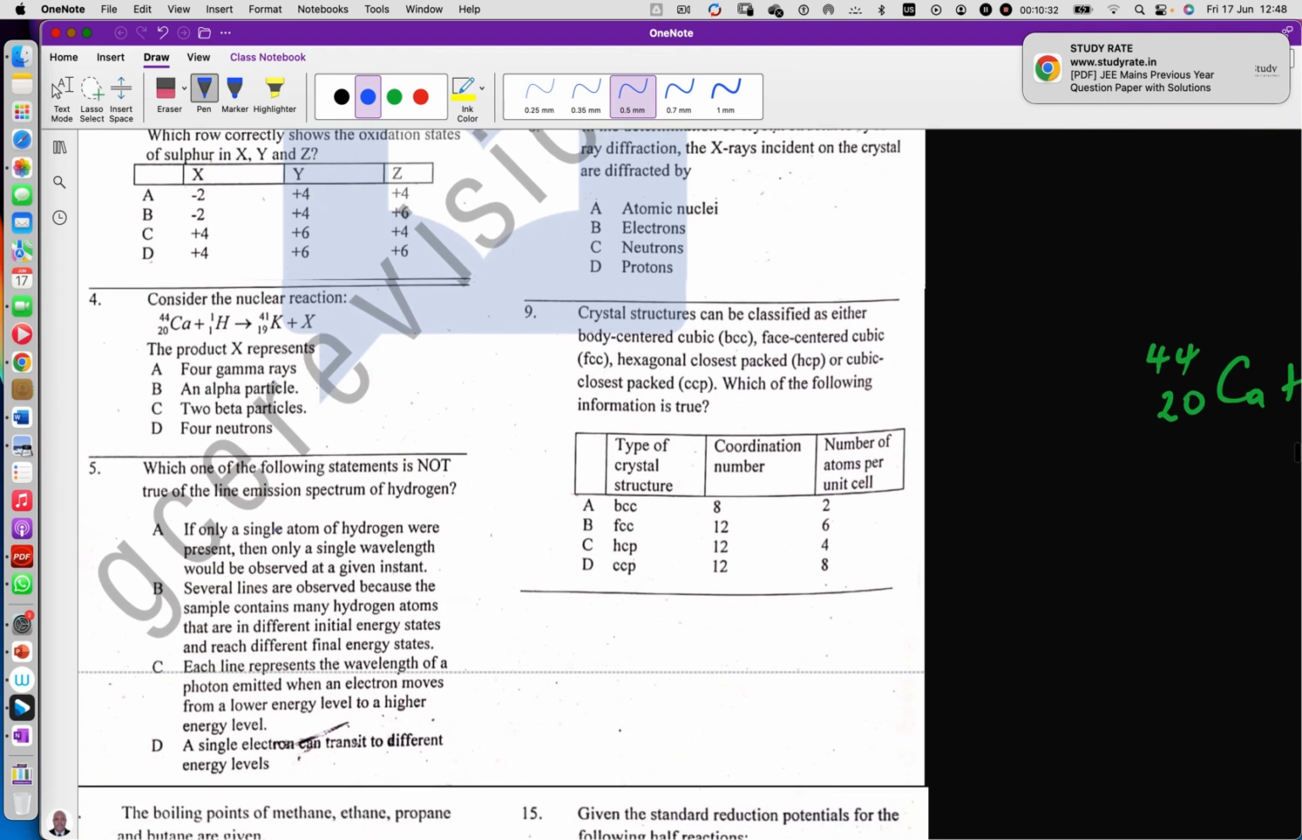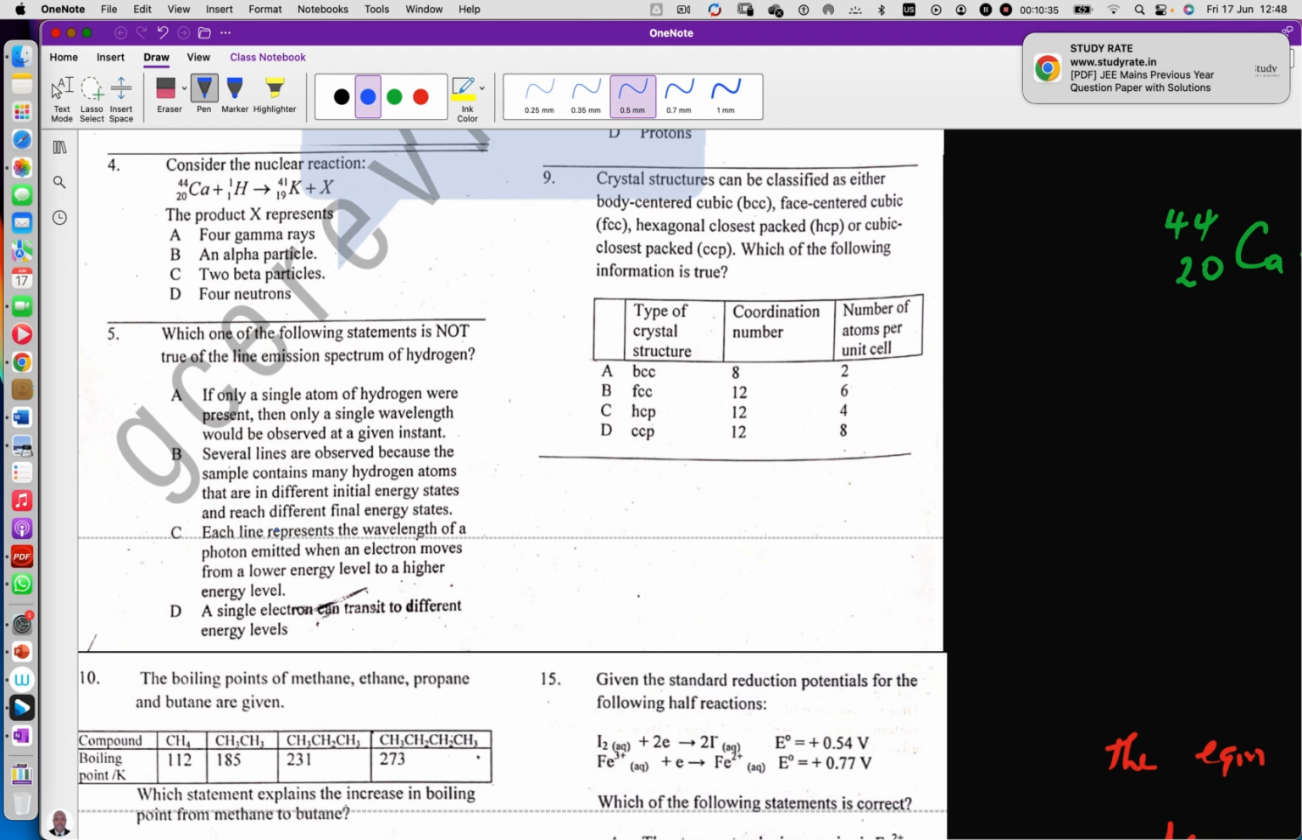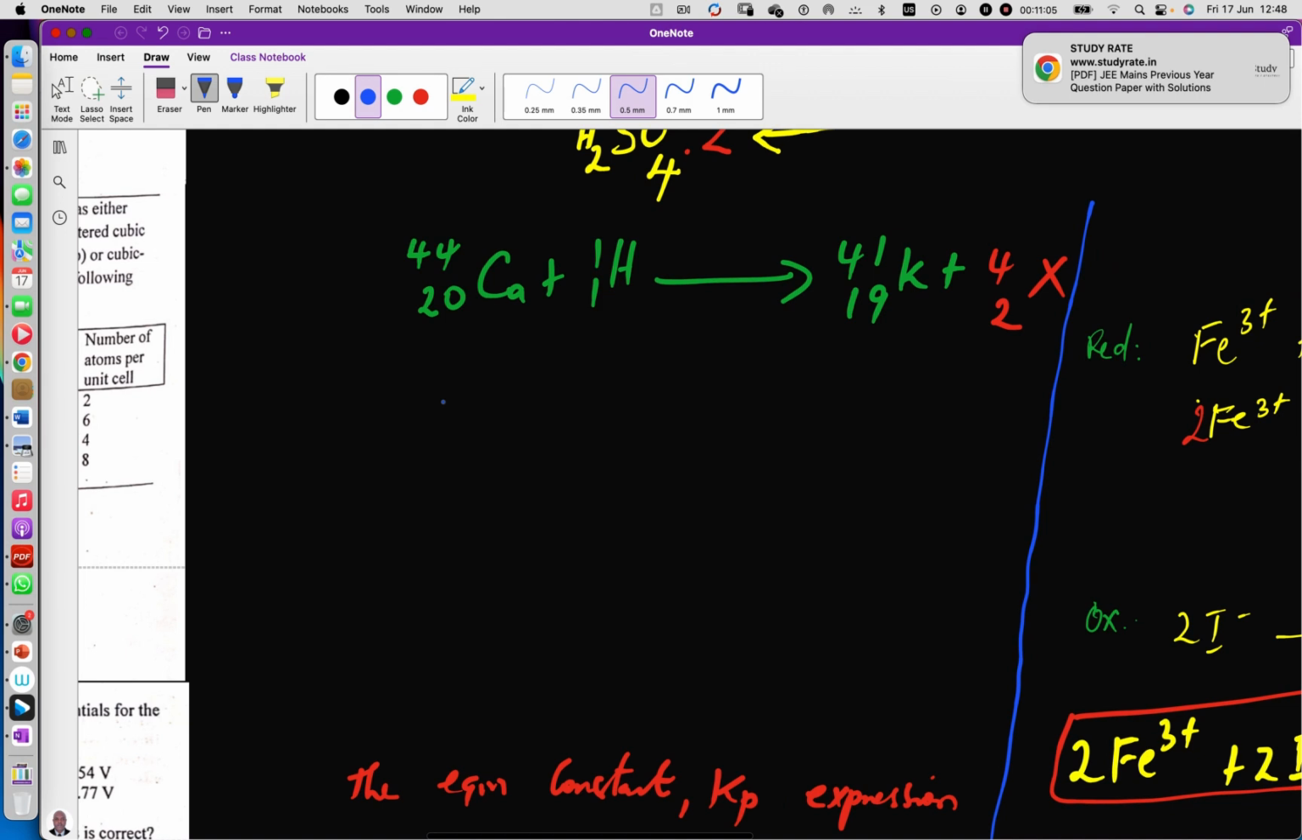Let's move again to question number 4. Consider the nuclear reaction: calcium plus hydrogen gives potassium plus X. The product X represents: gamma rays, alpha particles, beta particles, or neutrons. If you look at this reaction, we have calcium, hydrogen, and potassium. Our product here has a mass of 41 and atomic number of 19.